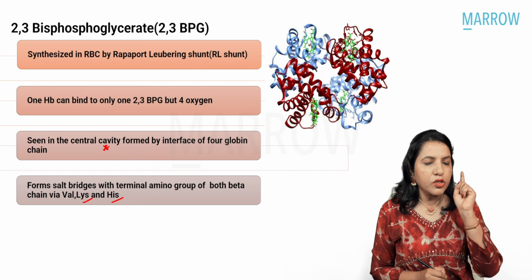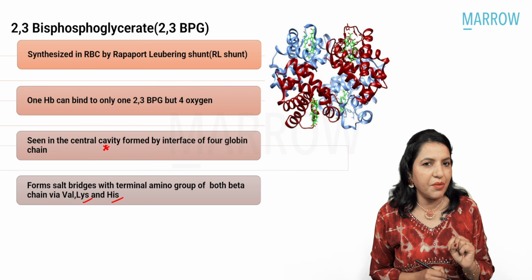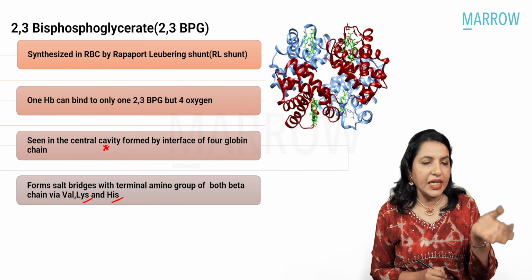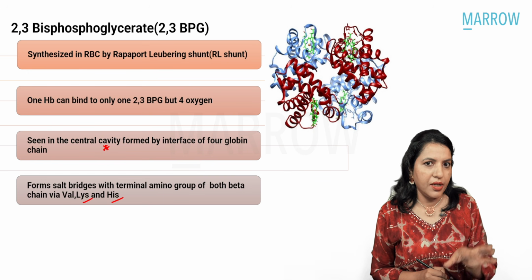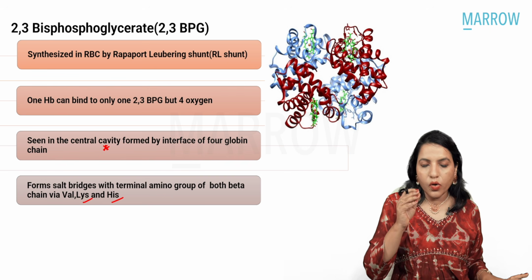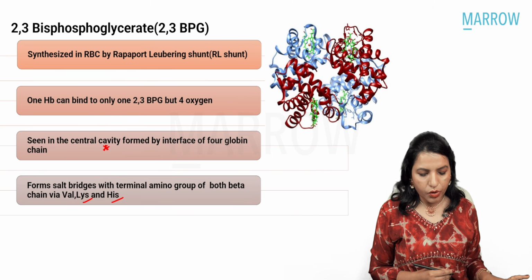What is the importance of lysine and histidine? They are basic amino acids, so naturally they are positively charged. Apart from that, in valine it is the amino terminal, and this amino group we know is positively charged. So that is about the attachment of 2,3-BPG to hemoglobin.